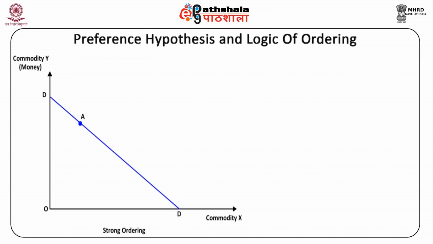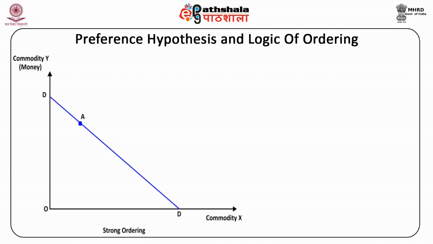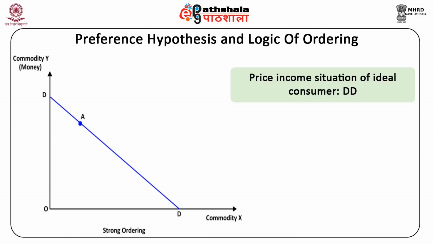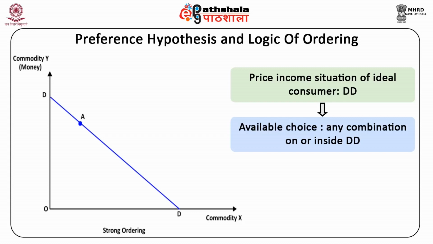In the figure, commodity X is an individual good and is measured on the X axis, and commodity Y, that is money, is a composite good representing all goods and services other than commodity X. Given the income and the price of commodities X and Y, the price income situation of the consumer is shown by line DD. The consumer can choose any combination on line DD or inside the triangle ODD. The actual choice of the consumer is shown by the point A.